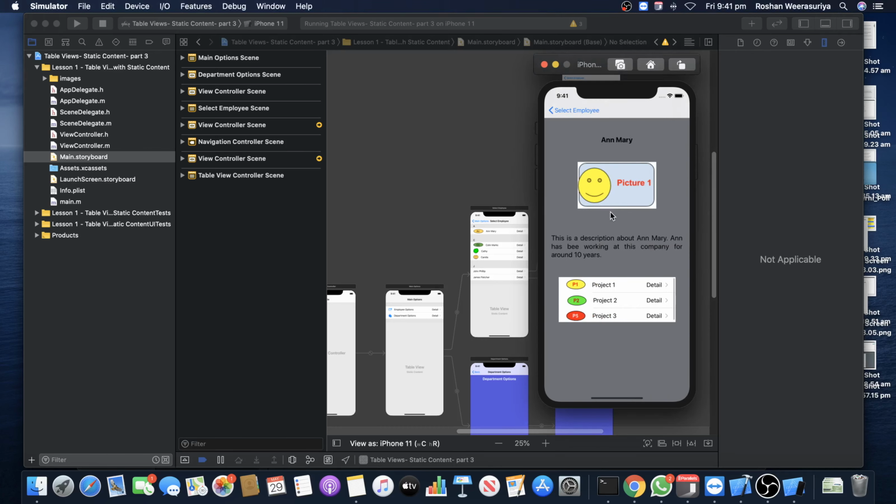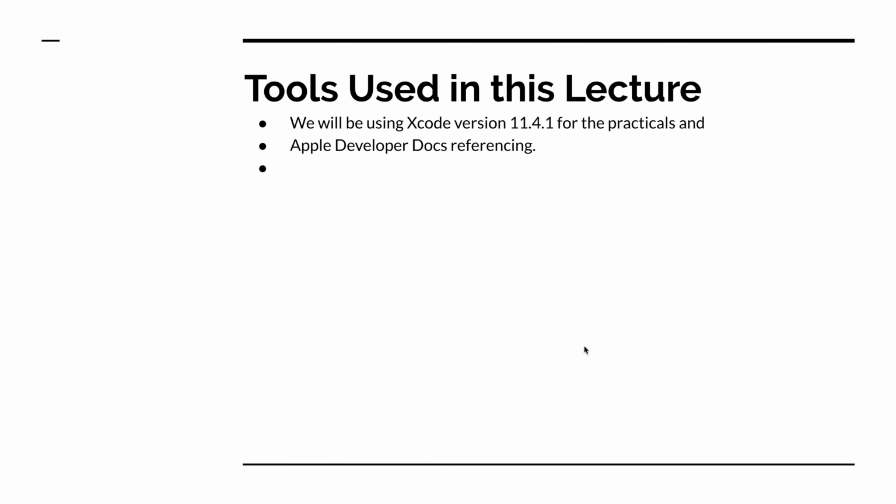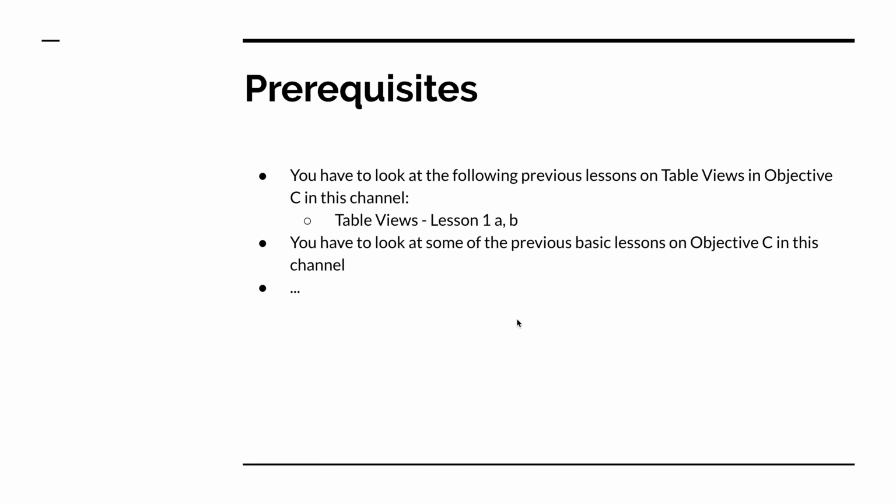Okay guys, so this lesson is about table views, lesson 1C, table view controller with static content, a continuation of the previous lesson 1B. Tools used: we'll be using Xcode version 11.4.1 for practicals and Apple Developer Docs for referencing. The prerequisites, guys: you will have to look at the previous lessons on table views on Objective-C in this channel. That is lesson 1A and 1B. Just have a look at it and look at some of the previous basic lessons in Objective-C as well.